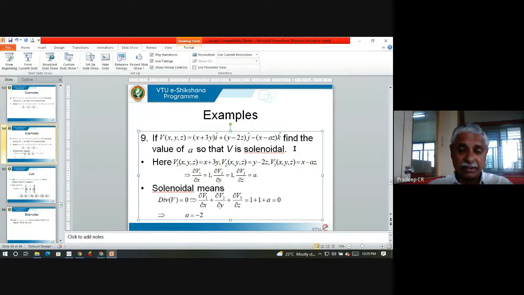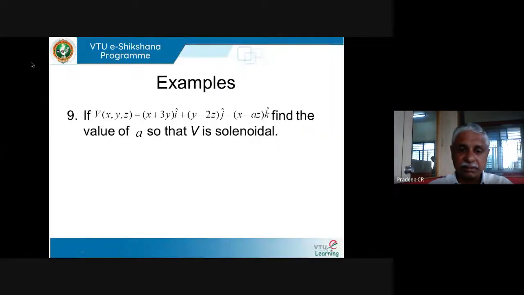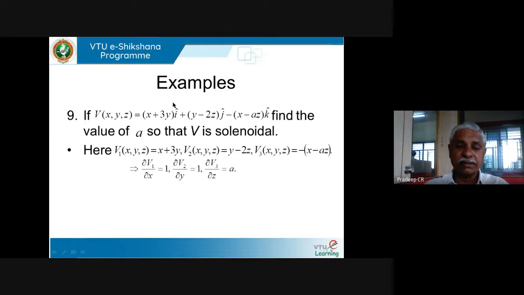Let me quickly recall what I have done, because I made a correction in the slides and you may get confused. V is a vector field given like this. I don't know A; I have to find A such that V is solenoidal. Solenoidal means its divergence must be zero. So let me find the divergence. V1 is the I component, V2 is the J component, V3 is the K component. I take the derivative of V1 with respect to X, V2 with respect to Y, V3 with respect to Z. Here it is 1 plus 1 plus A.